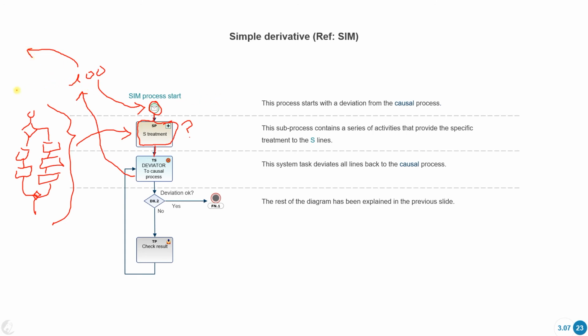So first they came in from the causal process. We treated them, we managed them, we gave them their specific treatment, and then this deviator system task sends them back. What do we have after this deviator system task? All we have is the control of the deviation to make sure it gave us a positive number, and finish this process. If it gives us a negative number, we have to check the results and try it again. So this is quite straightforward. It's quite simple. Now let's take a look at the next one.